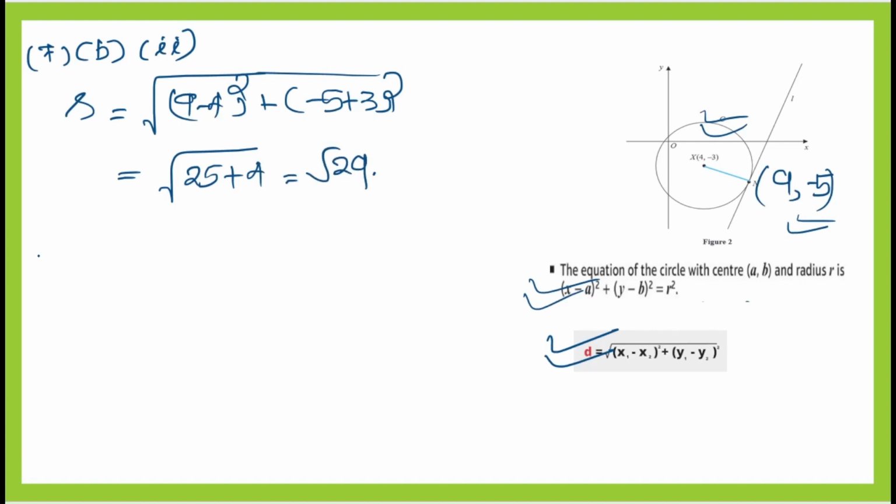The center of the circle is (4, -3) and radius root 29. Hence the equation of the circle is given by (x minus 4) the whole square plus (y plus 3) the whole square equals root 29 square, that's 29.